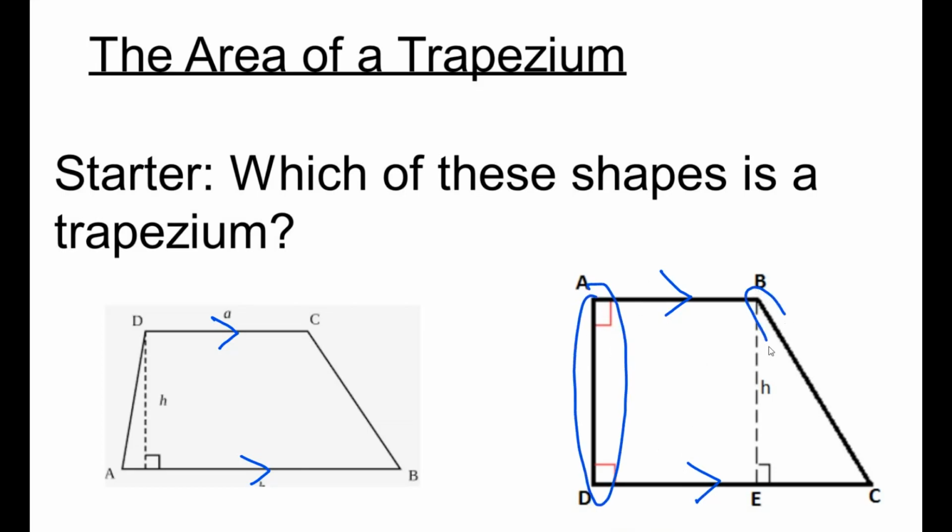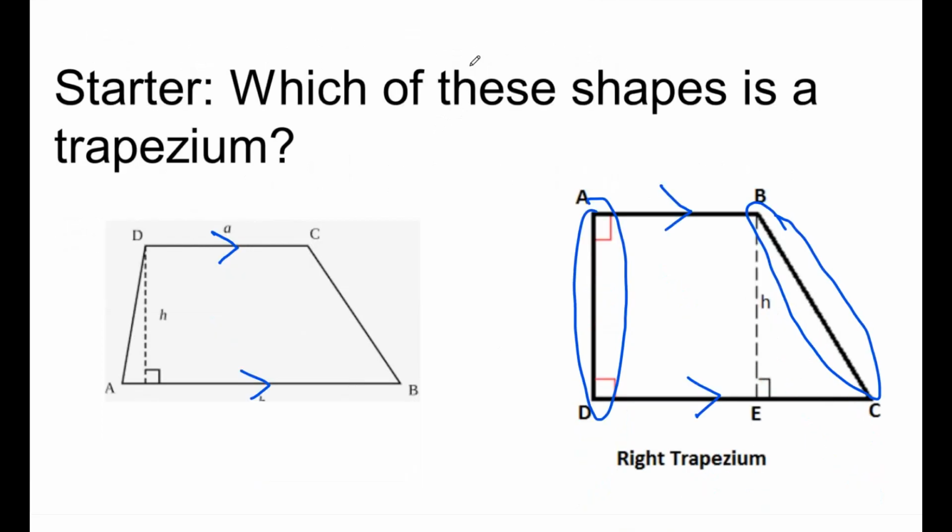Okay, so the one on the right, you can see they're definitely not parallel, because the one side on the left is going straight up and the other one is on a slant. So the trapezium on the right, we actually call a right trapezium. So they're both trapezia. They've got exactly one pair of parallel sides.